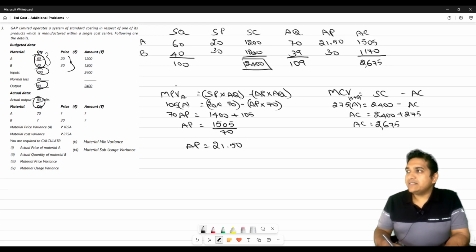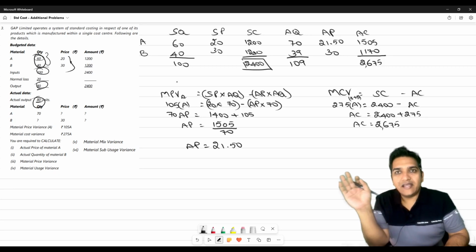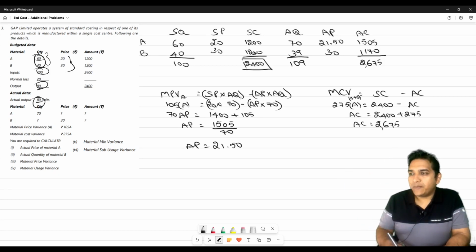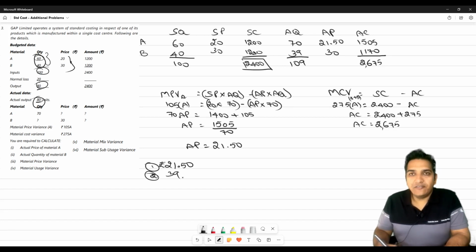Next. Now let us see the requirements of the question since we have completed our table. For the first requirement, actual price of material A, we have 21.50. Second, actual quantity of material B, we have calculated that as well, which is 39. You should denote it by symbols, which this is R, whatever they have given. If they have given units, you write it as units. If they have given kgs, you write it as kgs. However, in the question, I do not see that. Maybe you could take it as units.